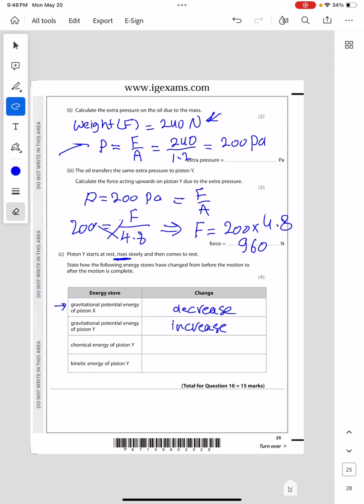The chemical energy, well, we didn't do anything regarding that. So there's no change here. No change. We didn't touch you, bro.